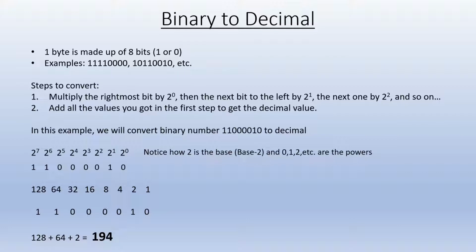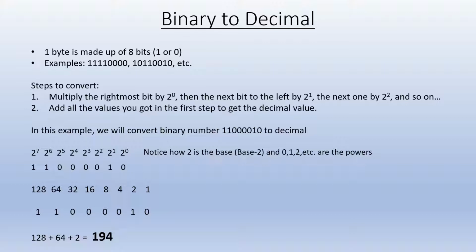Then you multiply 1 by 64, you get 64. Then when you multiply 0 by 32, or 0 by 16, 0 by 8, or 0 by 4, you're not adding anything. Then you have to multiply 1 by 2, and you get 2. And then you multiply 0 by 1, you don't add anything. So altogether, you're only adding 128 plus 64 plus 2. You get 194, which is the decimal representation of 11000010.